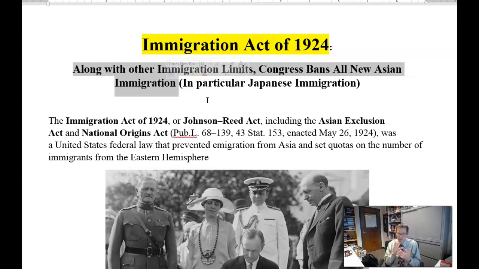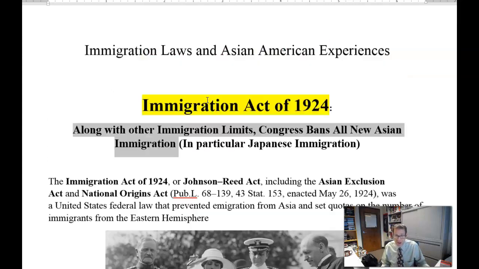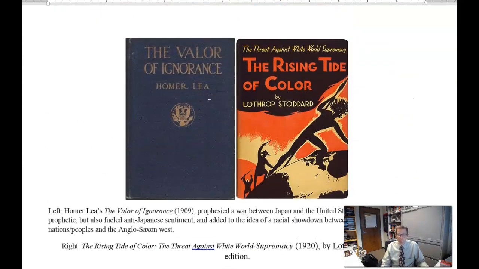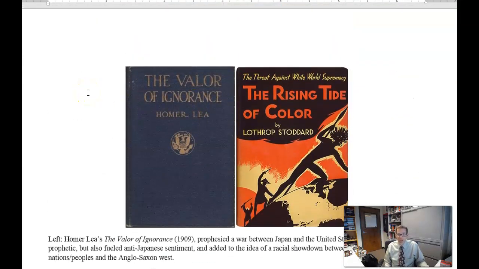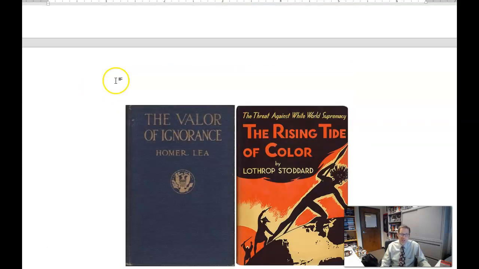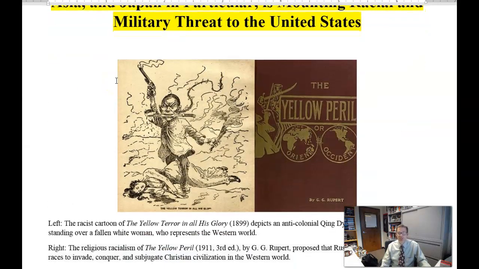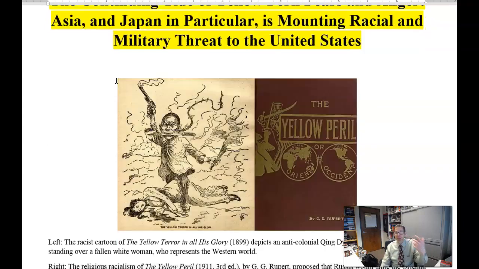Again, it did not completely stop it. If you are bringing over a wife, or children, or parents, there's a way to do that for the Asian community. But all new immigration from Asia is largely stopped in 1924. And again, not surprisingly, a lot of the arguments behind that are going to go back to yellow peril, and people reading things like The Rising Tide of Color by Lothrop Stoddard and similar books, outlining this threat to the United States from this Asian community.